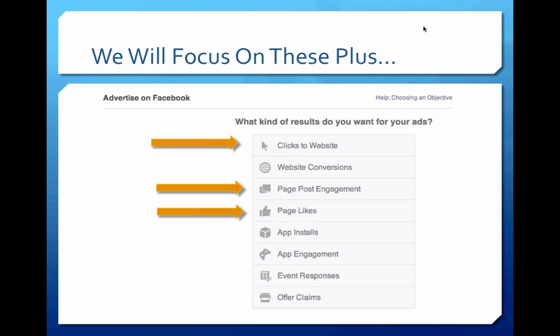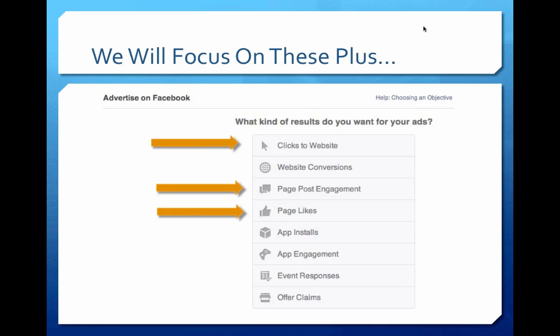We're going to go through these in reverse order, in the following order. First, we're going to go through page likes, because if you want to build a page, you have to start with page likes. Then we're going to do clicks to website, because those are most likely to make you sales or to get you opt-ins or whatever you want to do.